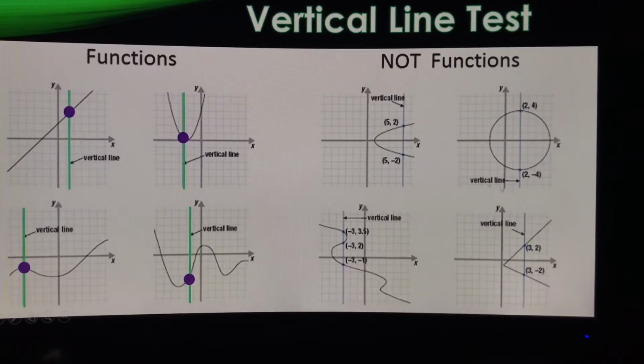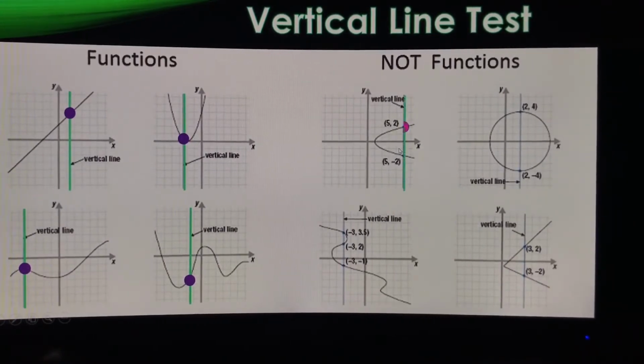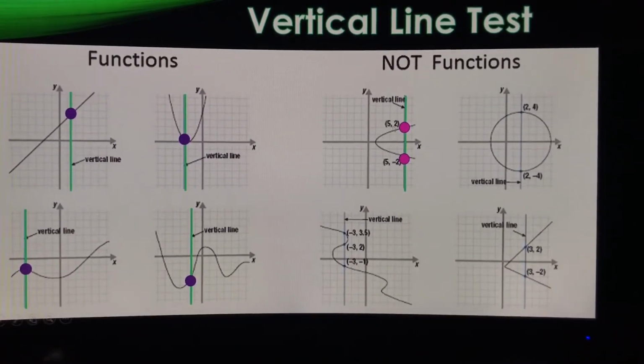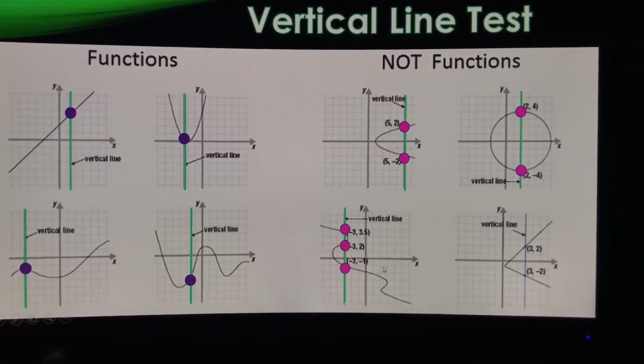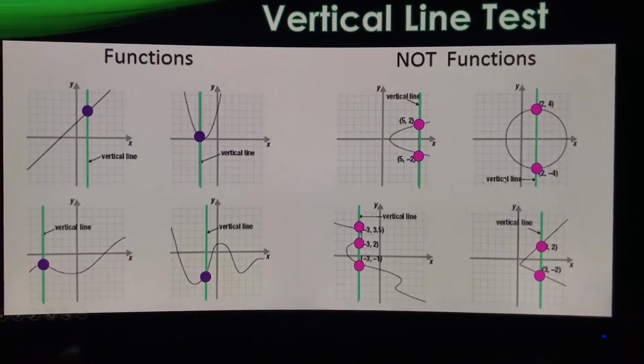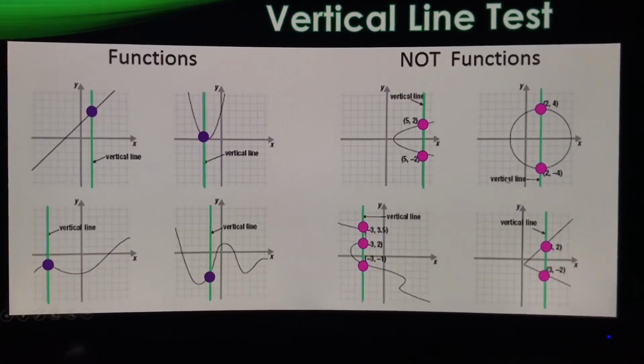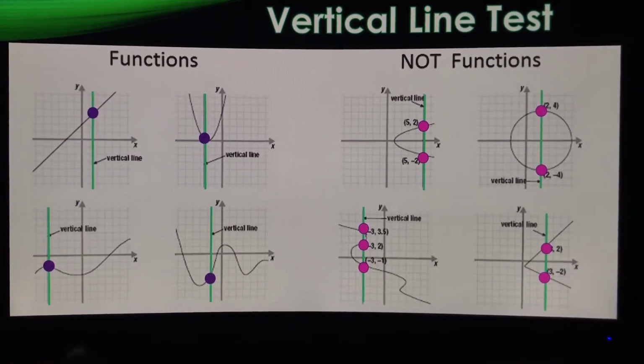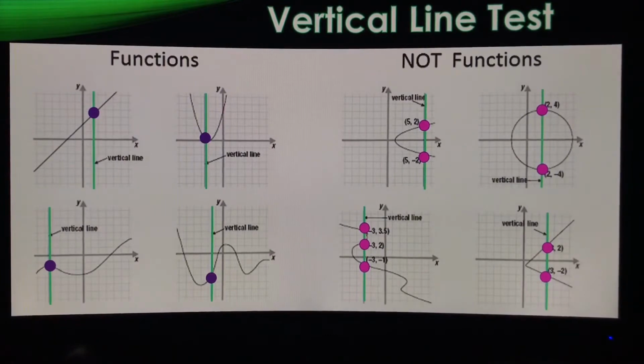When I go over and I look at these 4 graphs, I draw my vertical line, I have 2 places it touches. Again here, 2 places. On this one, there's 3, and on here it's 2. So therefore, if it's touching in 2 or more places, it is not a function. Our goal is to have it only touch in one spot.